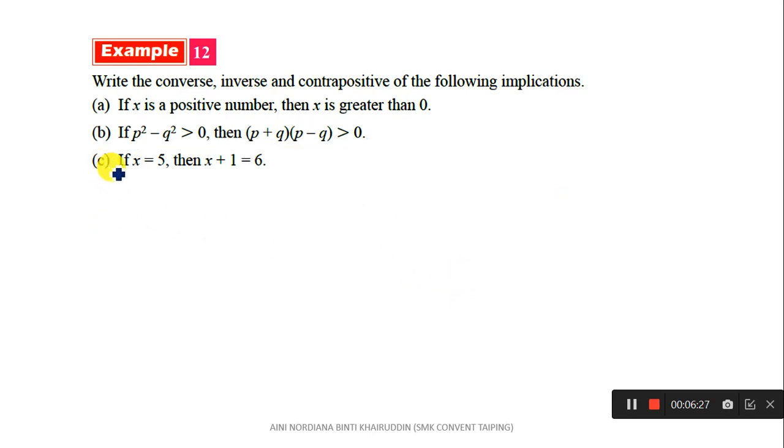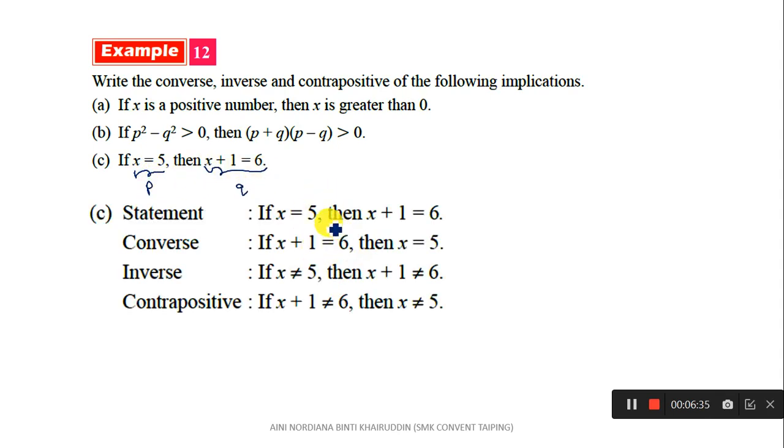Next, for example C, this is P and this is Q. The statement, the converse, we change the position of P and Q. The inverse, we negate the statement. And the contrapositive, we negate the converse, or we just change the position of inverse.